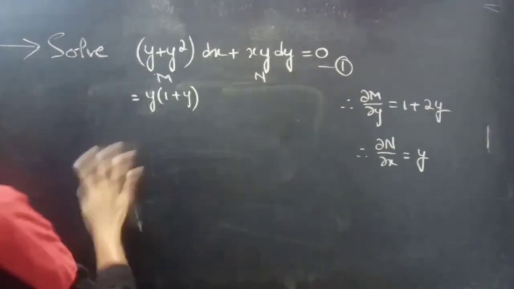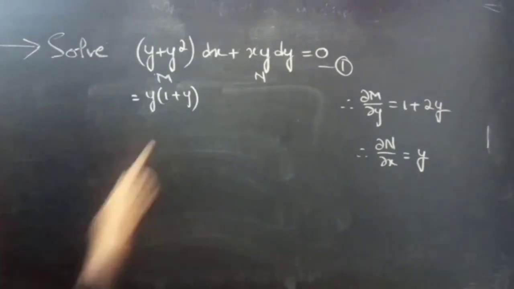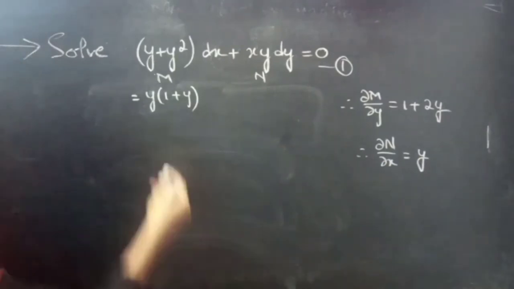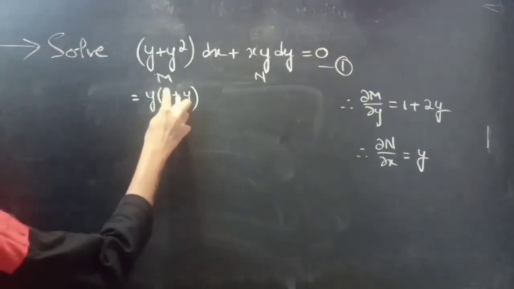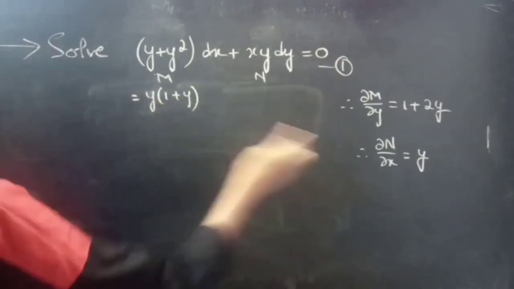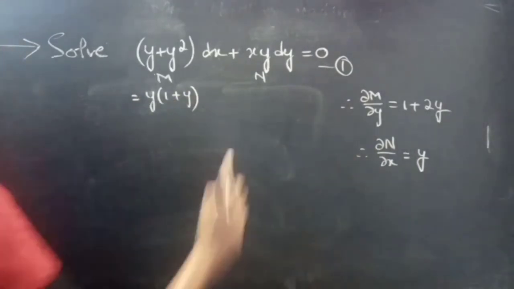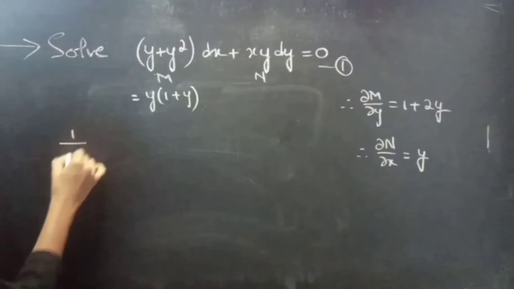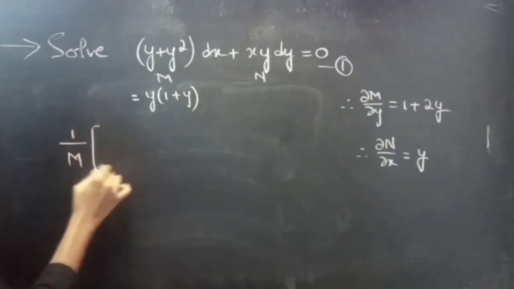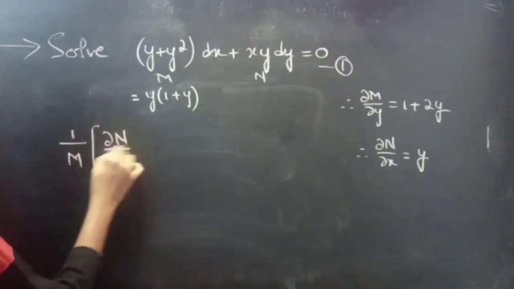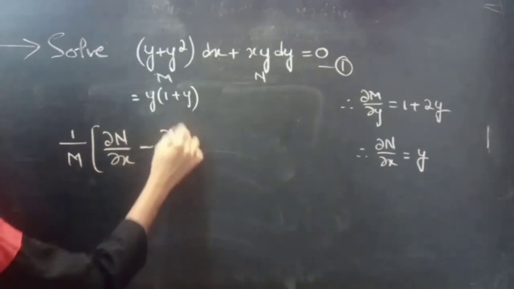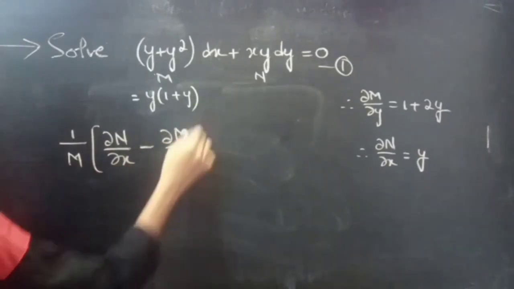So, coming to M and the partial derivatives. You have 1 here and there is a possibility of cancelling 1 + y using M and these two partial derivatives by finding (1/M)(∂N/∂x − ∂M/∂y).